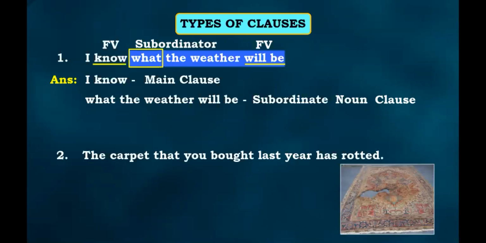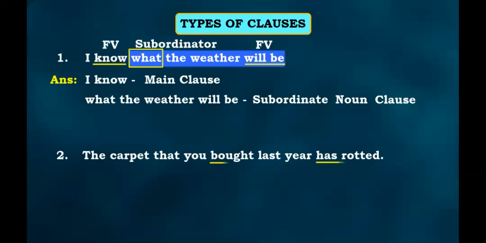Second one. The carpet that you bought last year has rotted. It's rotten actually. Has rotten. Correct? Now, please pick out the two finite verbs and pick out the subordinator very quickly. The carpet that you bought last year has rotten. Very good. So we have two finite verbs, bought and has rotten.